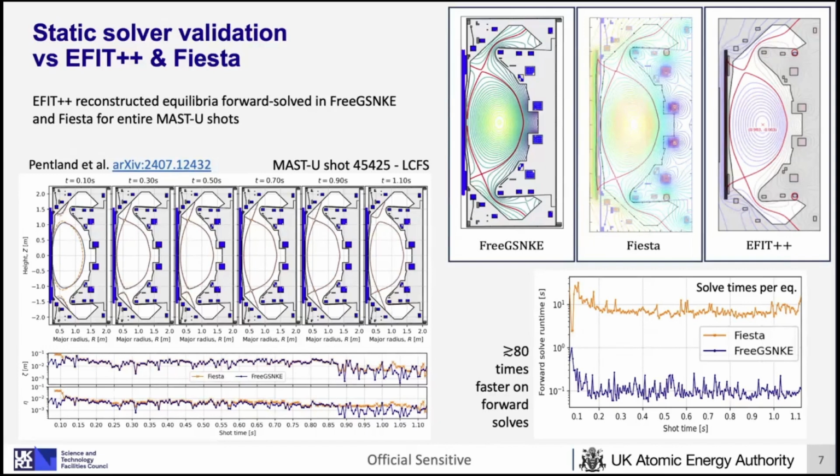One thing that I'd like to highlight is that even though FREEGSNKE is not nearly fast enough to enable real-time operation, it's still a lot faster than Fiesta, which, as I mentioned, is a stabilized Picard solver, and that is just because of the additional computational expense that goes into stabilizing the Picard iteration, and basically gives credit to the Newton-Krylov method itself.